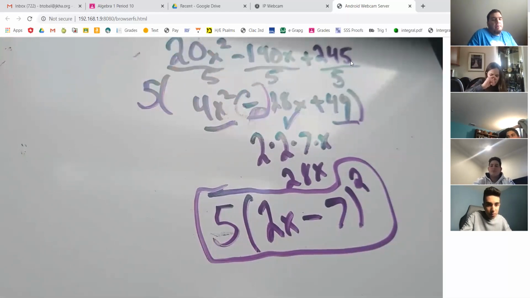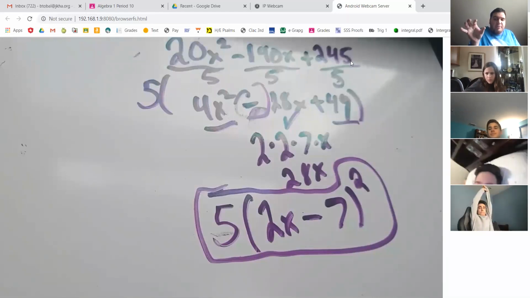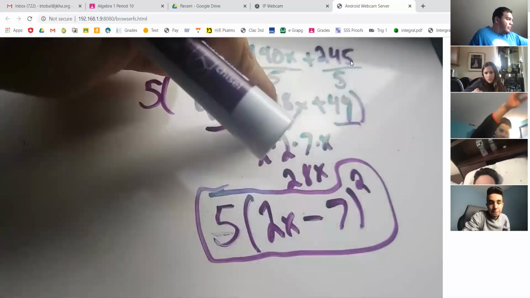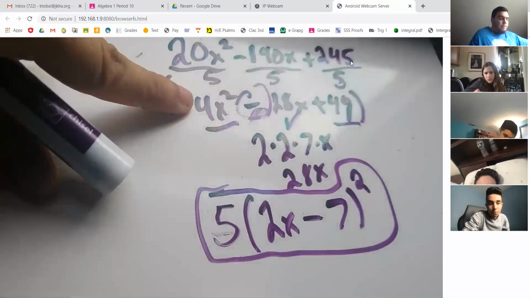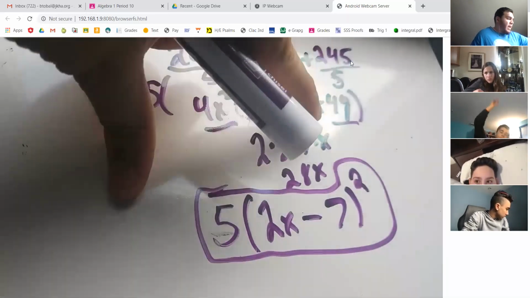The only two steps are: first, you check if it's a perfect square. Second, you check if the middle is the square roots times 2, and it matches. So the 2 is always there. This 2 is the square root of 4. This 7 is the square root of 49. And the x is always there.